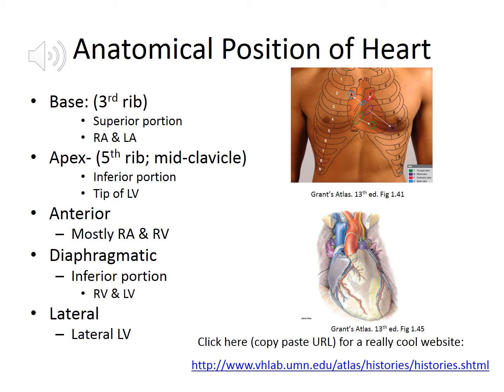Also note that the heart is somewhat twisted so that the anterior portion of the heart, as is shown in the frontal plane here, is mostly comprised of the right atrium and right ventricle.